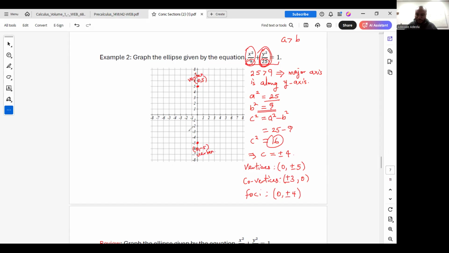So co-vertices, we have when x is 3, y is 0. When x is negative 3, y is 0. So negative 3, comma 0, and 3, comma 0. These are the co-vertices.